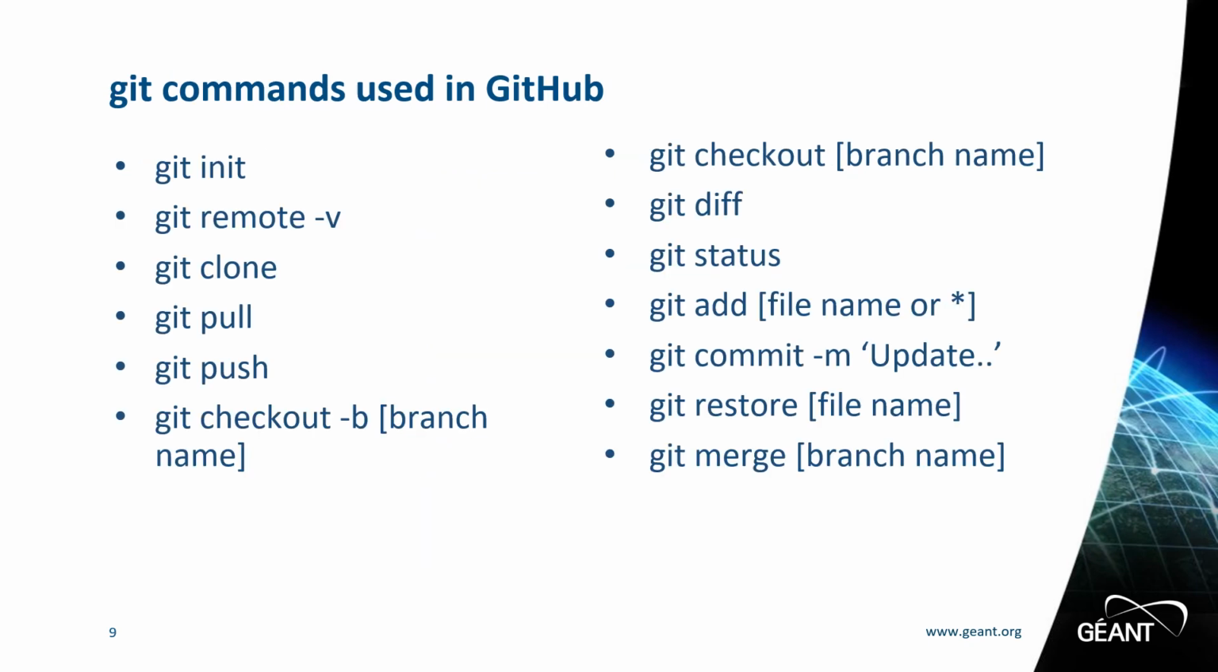GitHub is built to use Git. Git commands are capable of performing all actions discussed previously. For sophisticated tasks, the command line is essential. This slide shows the most important Git commands that each GitHub user should know. First, git init is used to initialize a local folder so that Git can identify it as a repository. git remote -v allows you to browse remote repositories.